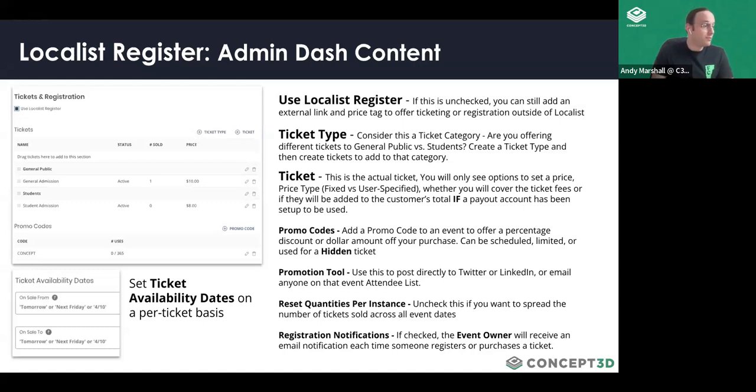Now you have the option to create promo codes for your events that offer a dollar amount or percentage off a purchase. You can schedule how long a code is active, how many times it can be used, for which tickets in particular it should be valid, and even create a hidden ticket that would only be unlocked with a promo code when used. Think about maybe a contest winner being able to use their account to get a free ticket if they've won some sort of event.